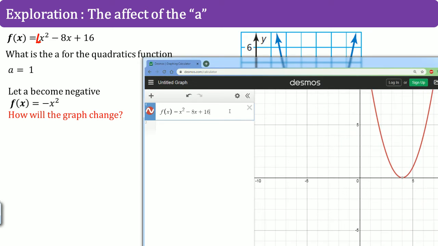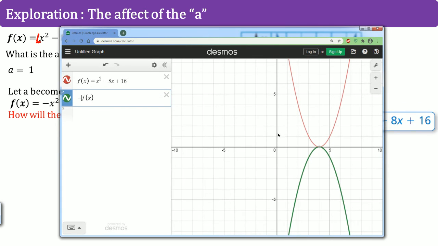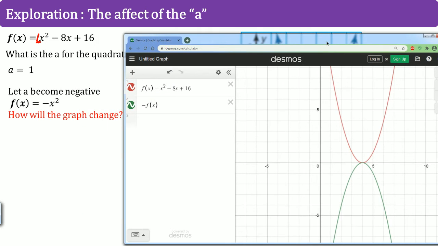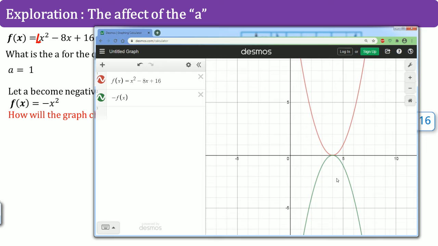Our original was this. Now f of x is going to be negative. What happened? Well, you should see here that it essentially reflects. All right, so what happened to the graph? It flips. The graph reflected. It flipped across the x-axis.